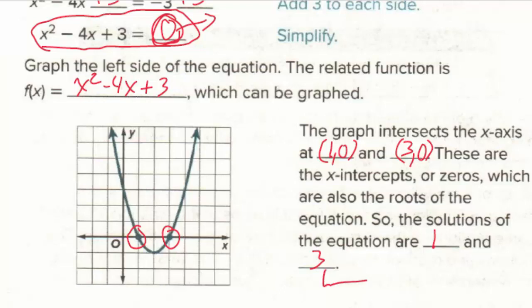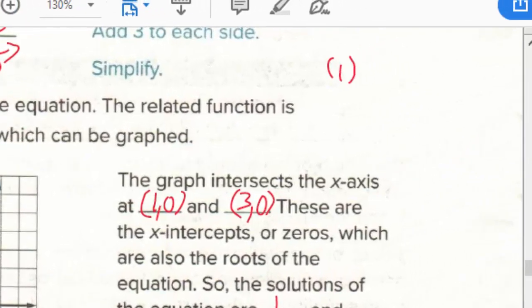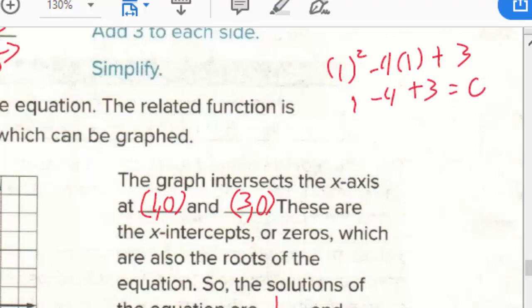That means if I were to substitute those two numbers in for x into the function, it should give me a 0 output, which is the actual intercepts. So what we'll do there is actually substitute them in. So I'm going to substitute a 1 in for x. 1 squared is 1. Negative 4 times 1 is negative 4, plus 3. You'll see when I add these up, it does give us a 0.